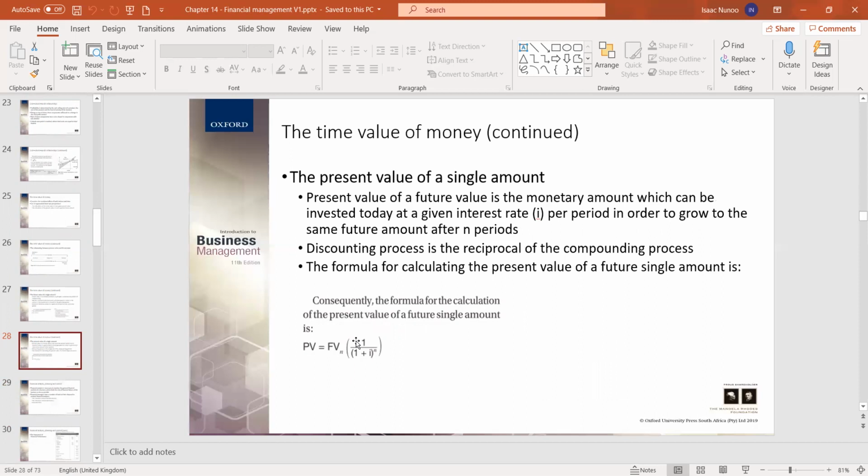So what this simply means is that if you are being promised an amount in the next 5 years, how is that money compared to today's terms? So you try to bring that future value into today's terms, and this is what we call the discounting factor. It's the reverse of the compounding process, and it tells us to adjust the money to reflect today's value.